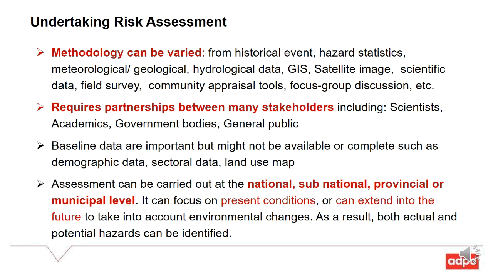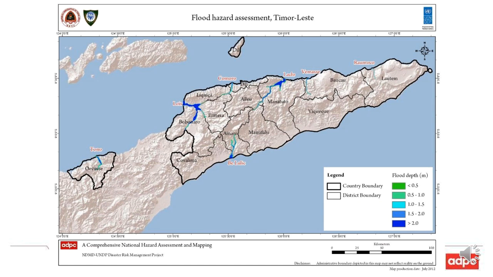Baseline data are important but might not be available or complete, such as demographic data, sectoral data, land use, map, etc. Assessment can be carried out at the national level, sub-national level, provincial level, municipal level, even infrastructure level. It can focus on present conditions or can extend into the future to take into account environmental changes. As a result, both actual and potential hazard can be identified. These are some of the examples.